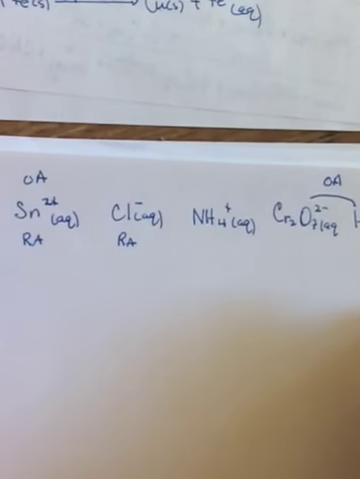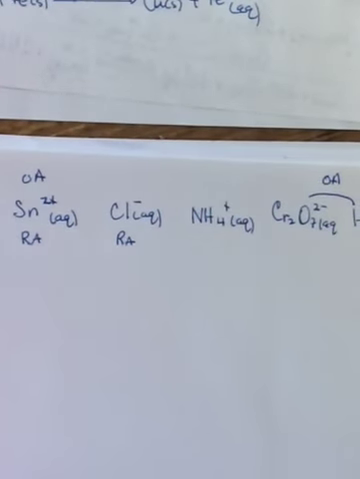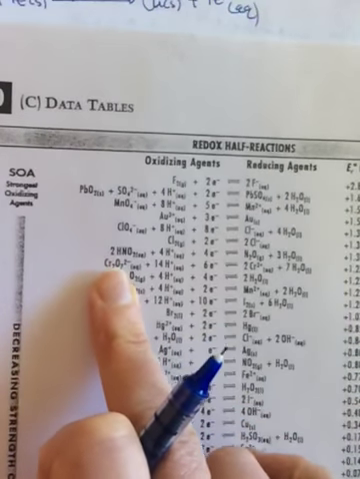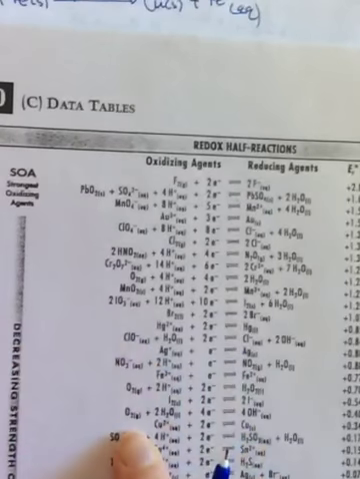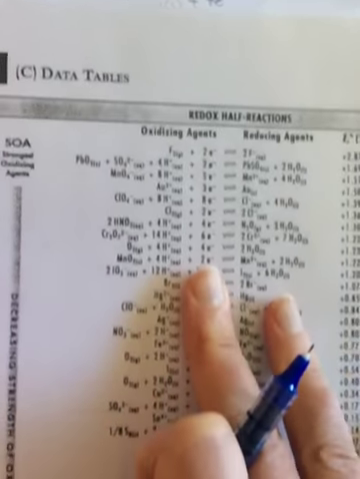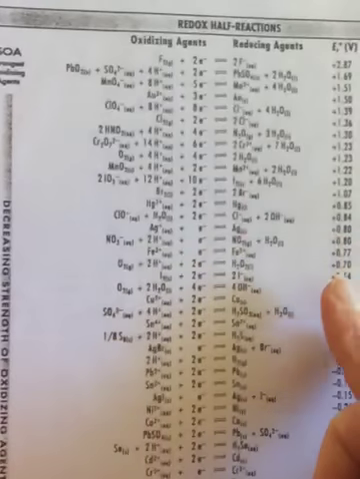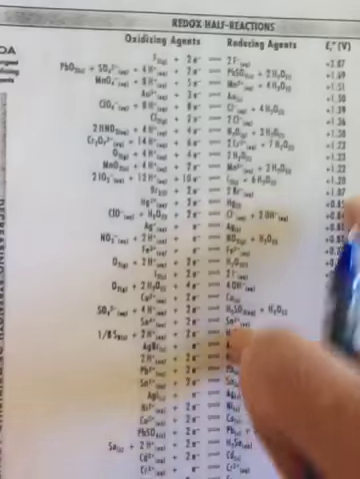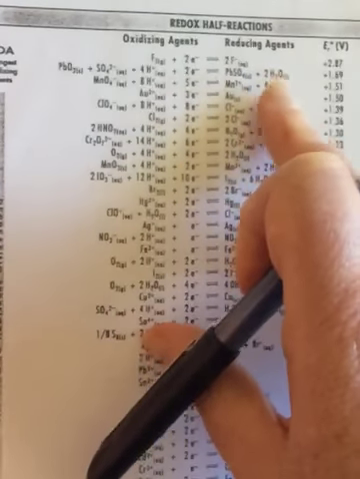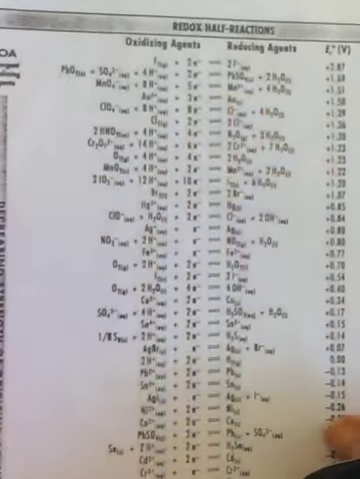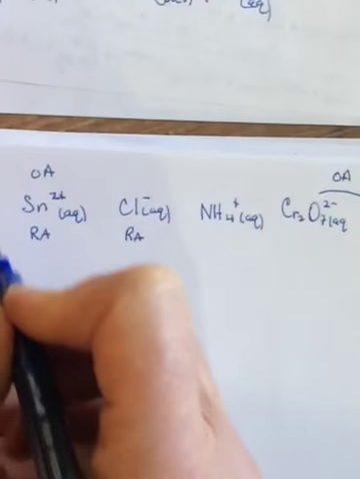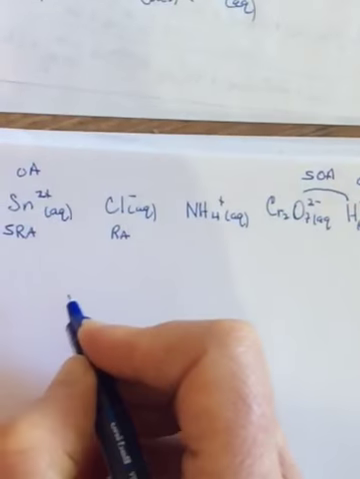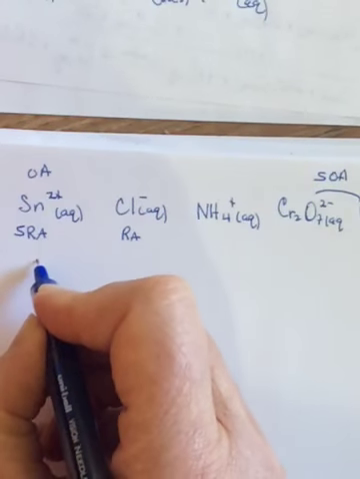All right, so now we need to find our strongest OA. And if we go back to the chart, it's going to be the dichromate. It's much higher than the hydrogen and then the water. And we need to find our strongest RA, and it's going to be the Sn2+. Remember the Cl's and the H2O's, they're up here, so it's going to be the Sn2+. So this one will be our SRA, this one will be our SOA.